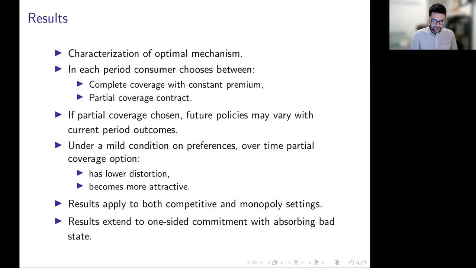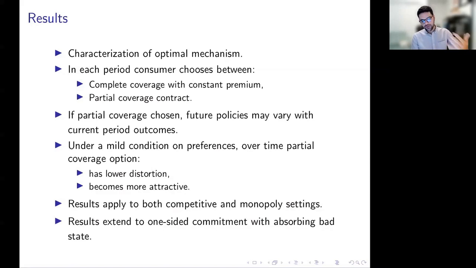So in broad strokes, what are going to be the main results? I'll present a characterization of the optimal mechanism in this environment. And in short, consumers are going to have an option between an efficient continuation contract, which in this environment means obtaining complete coverage with a constant premium. So consumers are going to have complete consumption smoothing across possible different accident realizations and also across different periods. And a contract with partial coverage, which in this environment means that we have the presence of distortion.